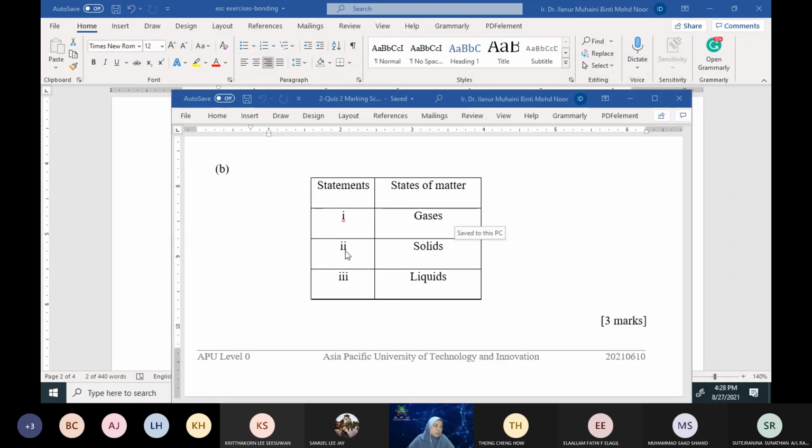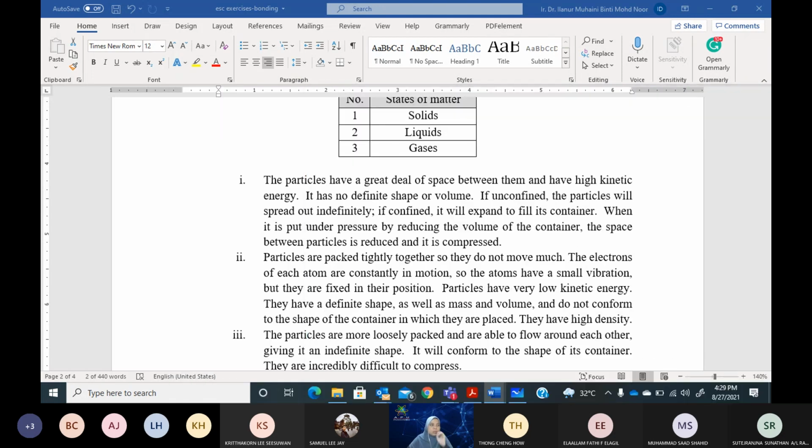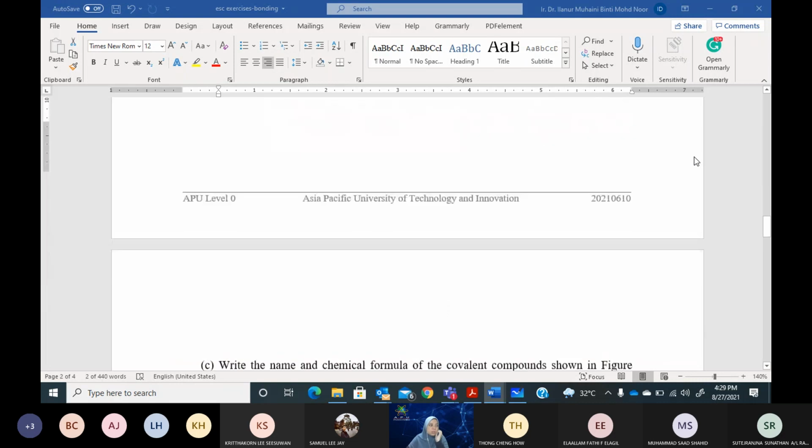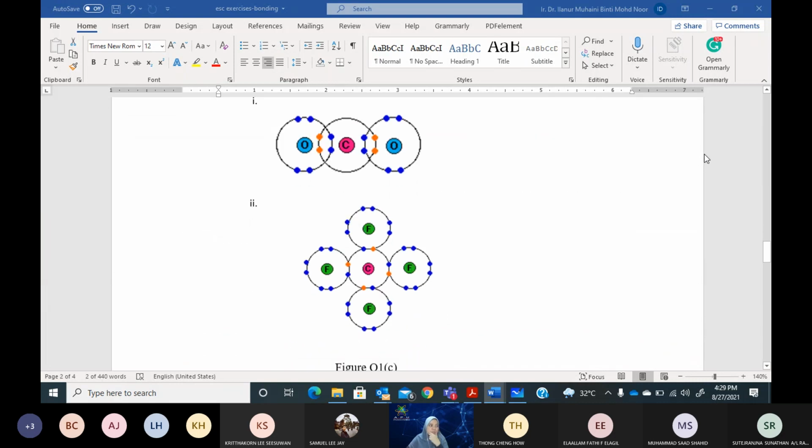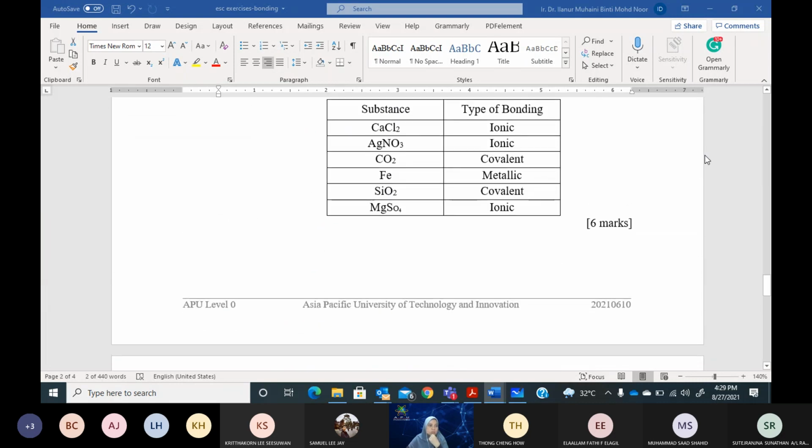Okay. So Roman number 1, 2 and 3, write back the same style. If ABC, write ABC. The indication is important. Okay. So gas, solid and liquid, 3 marks, 1 each. Okay, that's all. Then continue with the C just now.